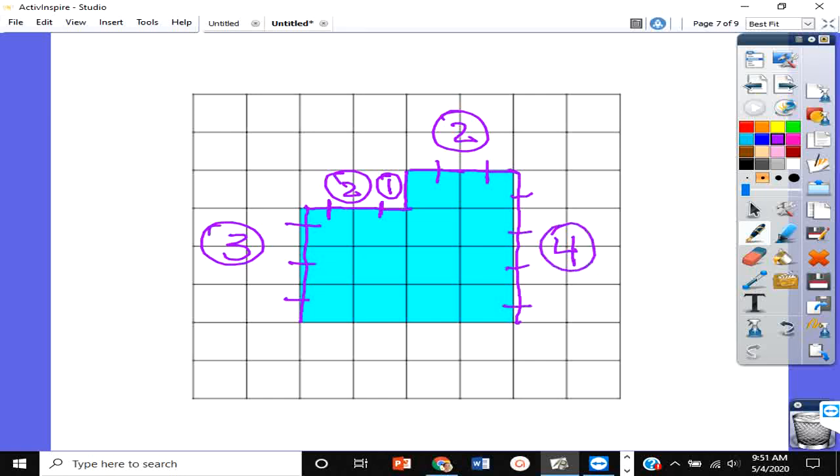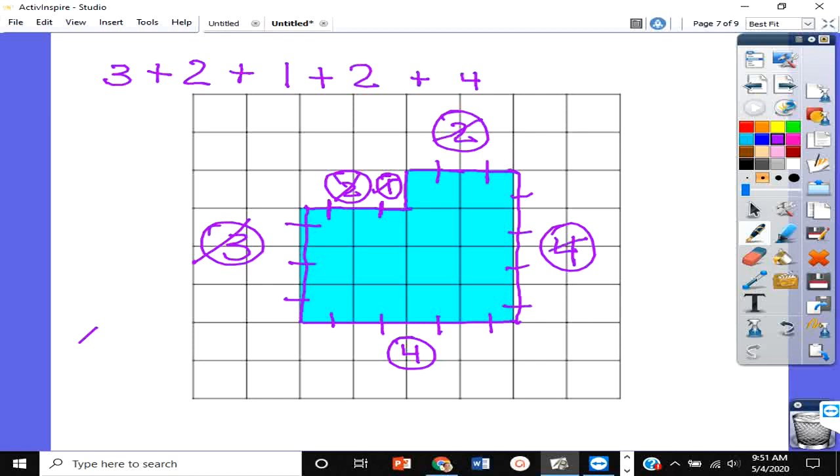1, 2, 3, 4, and my final side, 1, 2, 3, 4. So, what am I going to do to find the perimeter? Add up all the sides, yes. So let's go ahead and write our number sentence. I'll write it up here this time. 3. And remember, it does not matter which number you start with as long as you have all of your numbers. Plus 2, plus 1, plus 2, plus 4, plus 4.